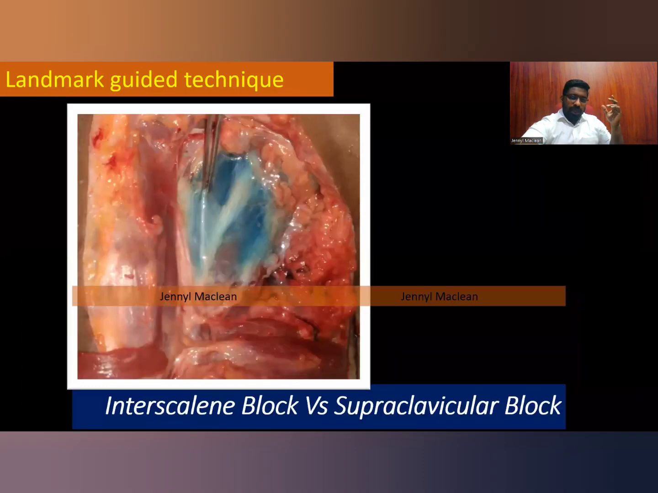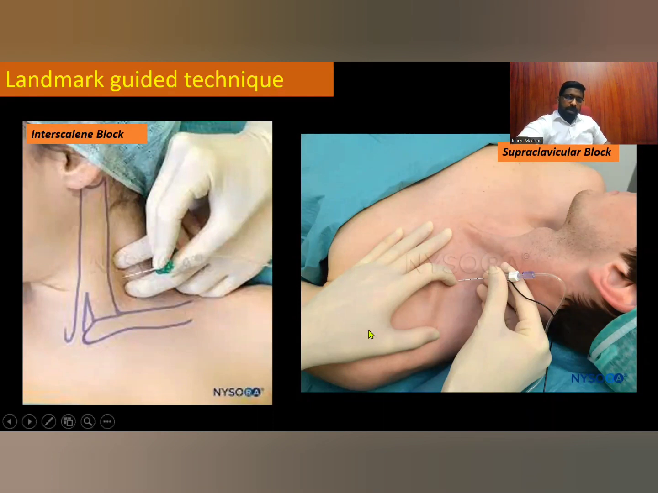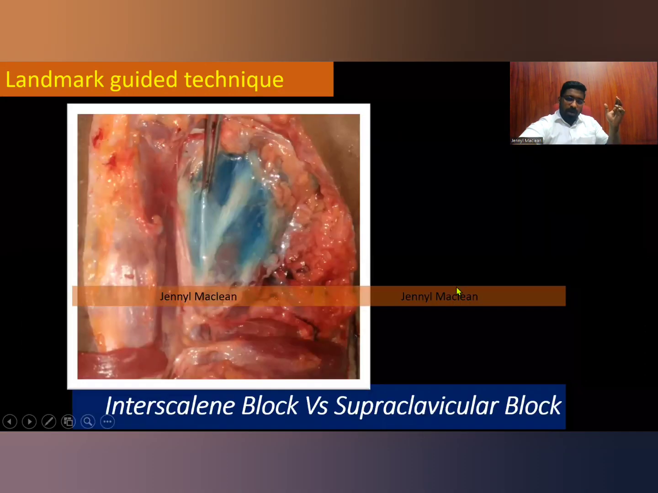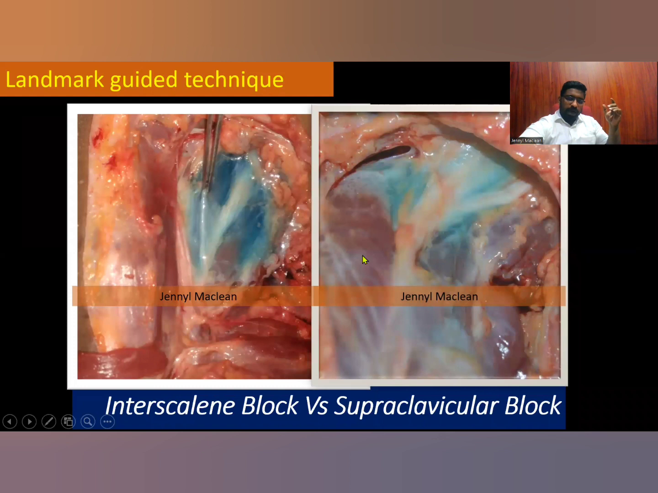So I want to leave you saying that this will take you around 2 minutes' time, saying that this landmark technique, no paresthesia means no block. We know that interscalene block, supraclavicular block. But in interscalene block, this is an interscalene block, this is a supraclavicular block.